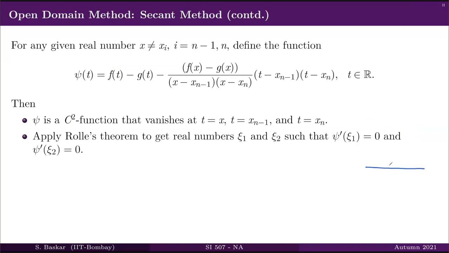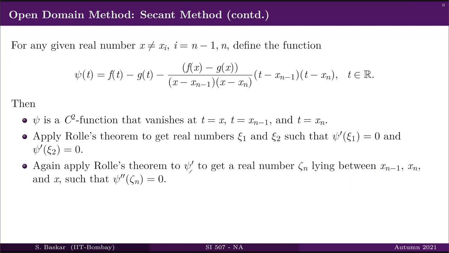So, as far as psi dash is concerned, the graph of psi dash is something like this. And therefore, you can find a number, say zeta, such that psi double dash vanishes. That is, psi double dash of zeta is equal to 0. Again, how can you conclude it? Using Rolle's theorem, you can see that there exists a point, let us denote it by zeta_n, such that psi double dash of zeta_n is equal to 0.